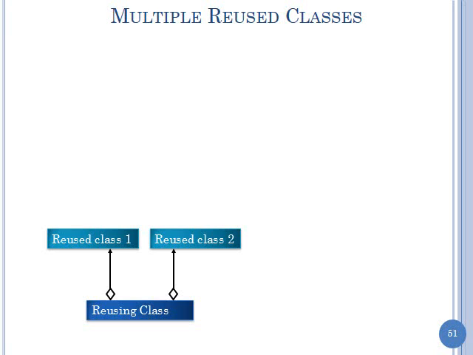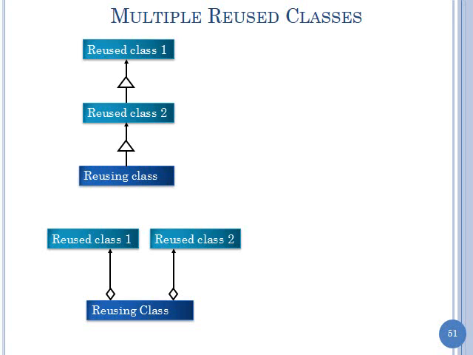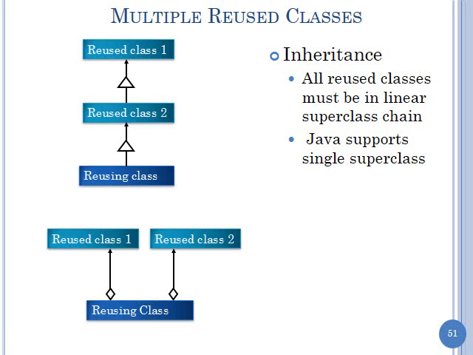What's the equivalent inheritance situation? So I have a class that needs to reuse 2 classes. In the inheritance case, I don't want to combine classes. So I'm going to create 3 different classes, but I don't use a has-a relationship. I'm going to use purely an is-a relationship. What would I have to do in Java? Have a hierarchy. So what would the hierarchy be? The reusing class would be a subclass of one, which would be a subclass of the other. I'd have to do something like this in Java. In C++, I could actually have multiple inheritance. So all reuse classes must be in a linear chain because Java supports a single superclass. So what's wrong with that?